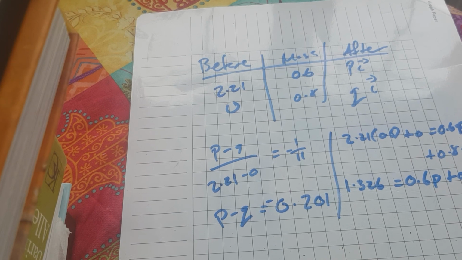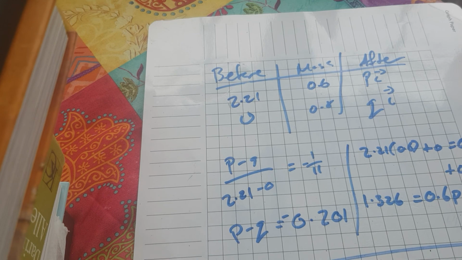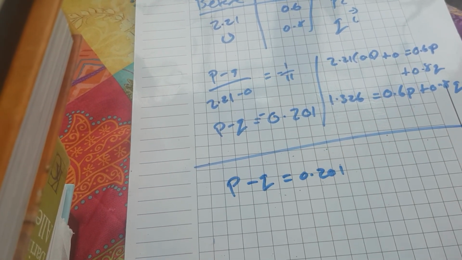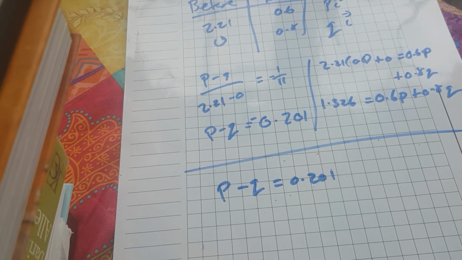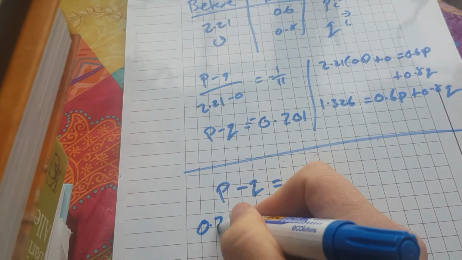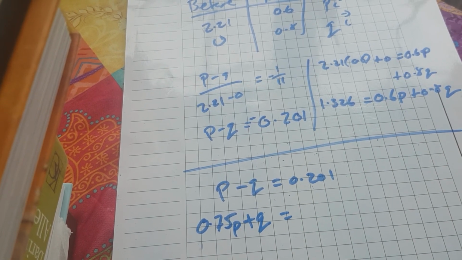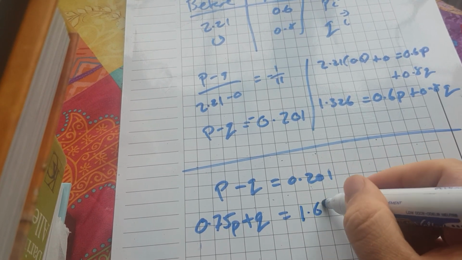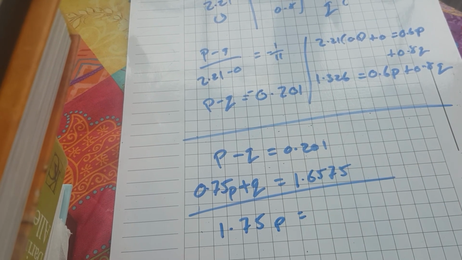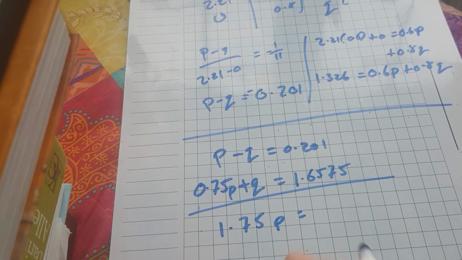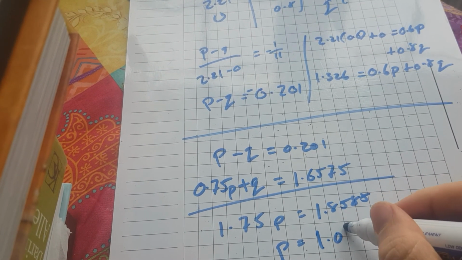Okay, so I'm going to do simultaneous equations. P minus q is 0.201, and I'm going to divide the other one by 0.8. So 0.6 divided by 0.8 is 0.75 p, plus q, divided by 0.8 is q, and 1.326 divided by 0.8 is 1.6575. So I got 1.75 p equals 1.6575 plus 0.201, 1.8585. So p is that divided by 1.75, 1.062.